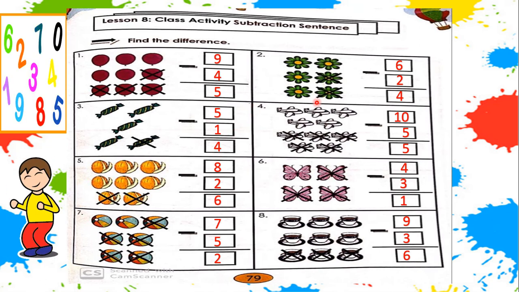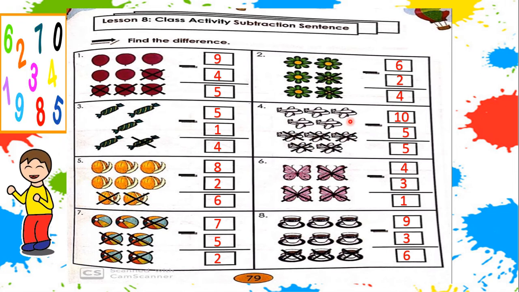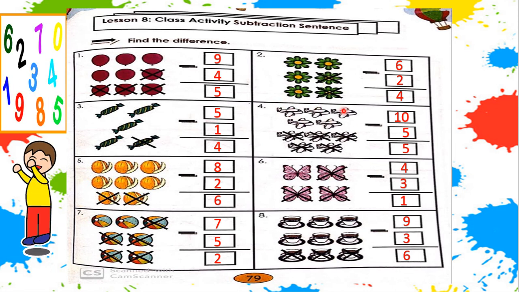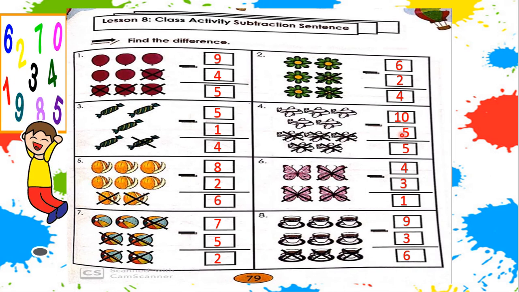Okay, so let's proceed to the next box. We have here 10 airplanes all in all. So you write 10, and then you take away, you have here 10 minus 5. It means you take away 5 objects from here. So you have 10 minus 5. And these are the objects that are left. 1, 2, 3, 4, 5. So you have 5. So 10 minus 5 equals 5.